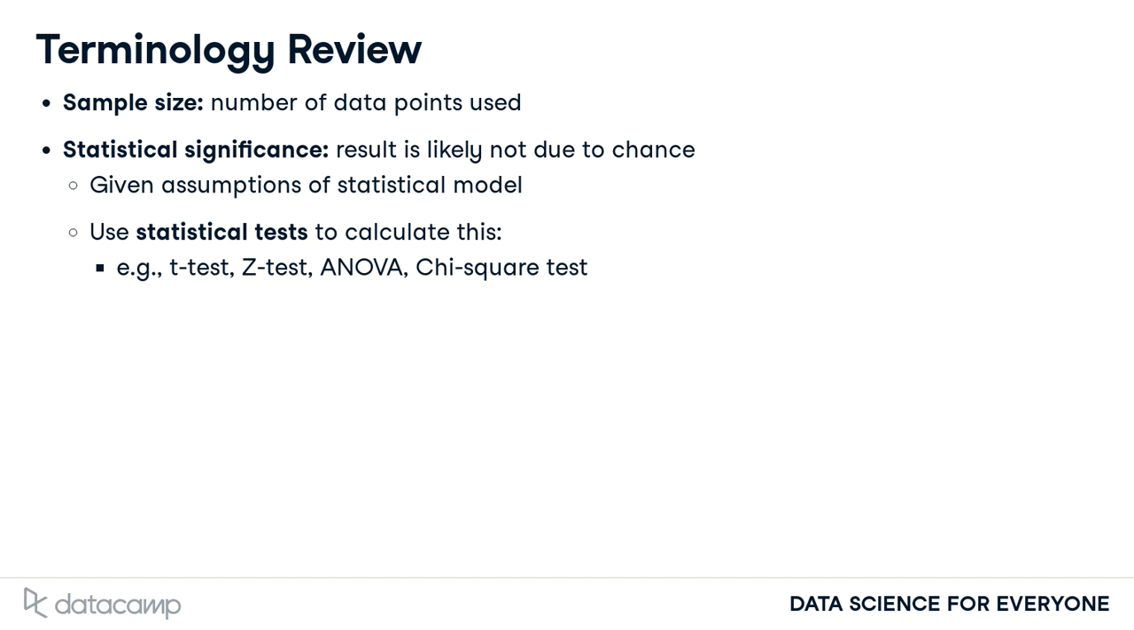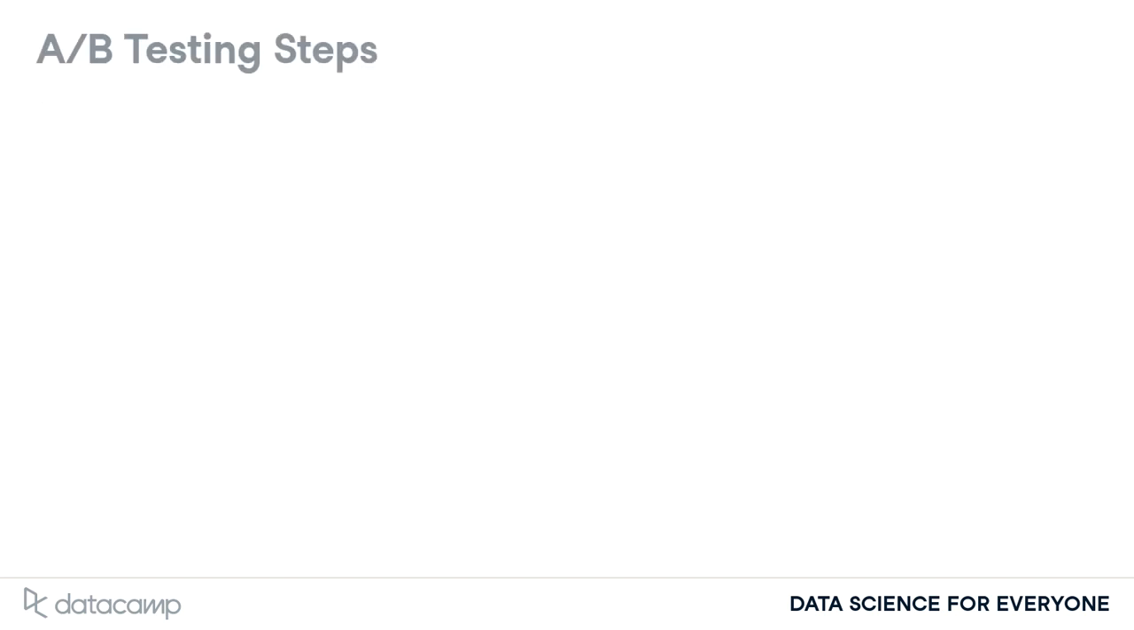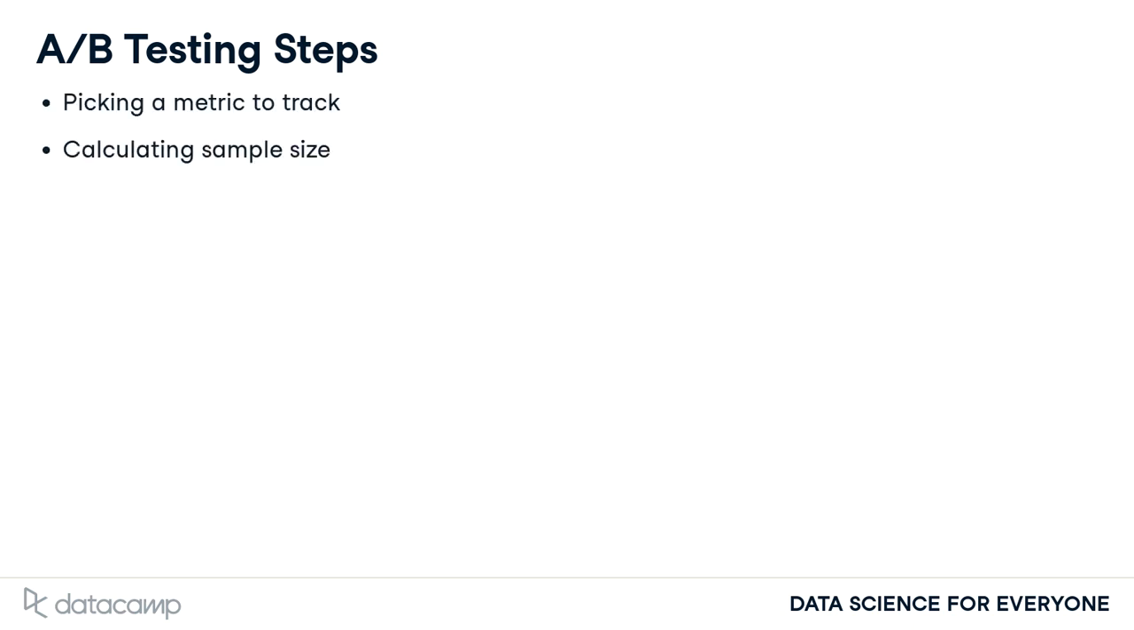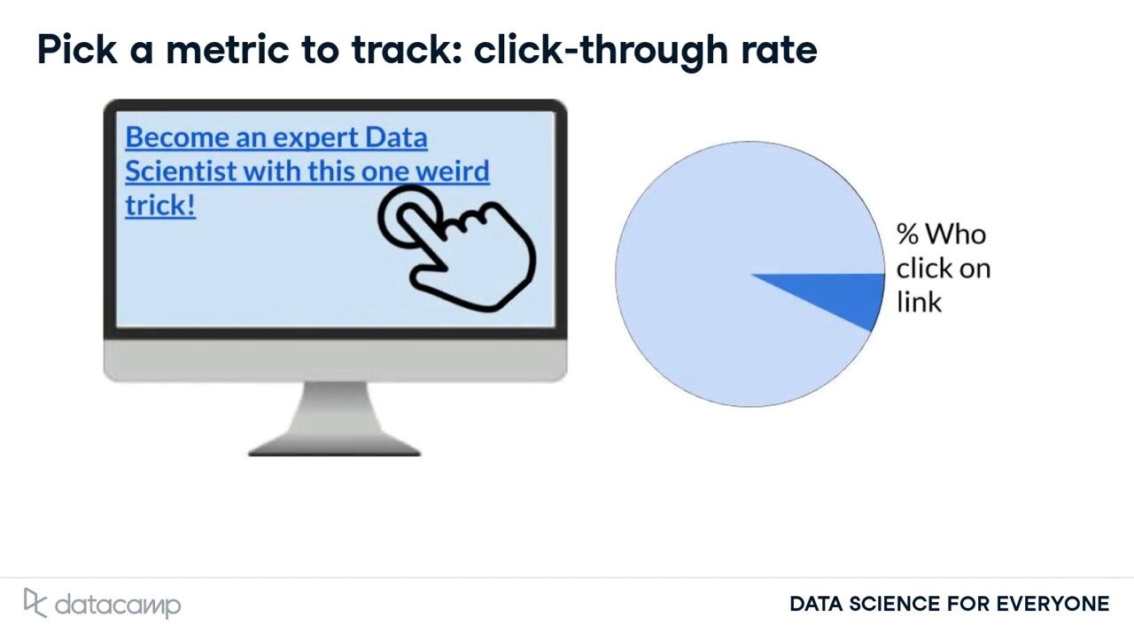Let's take a closer look at A/B testing. There are 4 steps in an A/B test: picking a metric to track, calculating sample size, running the experiment, and checking for significance. Let's examine each step. Our metric is click-through rate, the percent of people who click on a link after viewing the title.